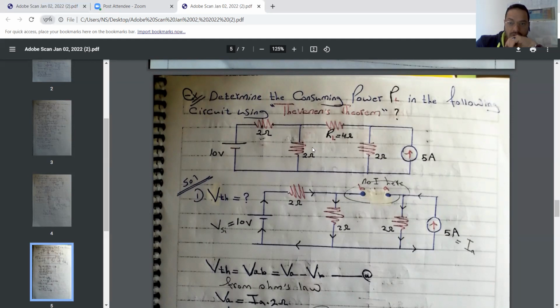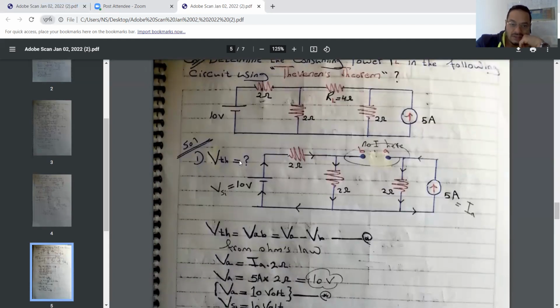Now at first, PL, that means we will work on this point and we will put here A and B and ignore RL. Here will be an open circuit. The voltage source will be a short circuit, and we will calculate the Thevenin resistance. After that, calculate the Thevenin voltage and plot our circuit. Actually, we can calculate the Thevenin resistance at first, after that the Thevenin voltage, or that's up to you.